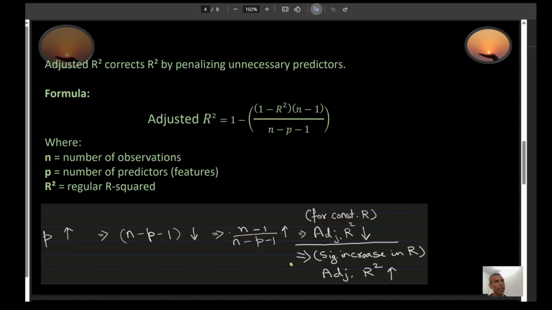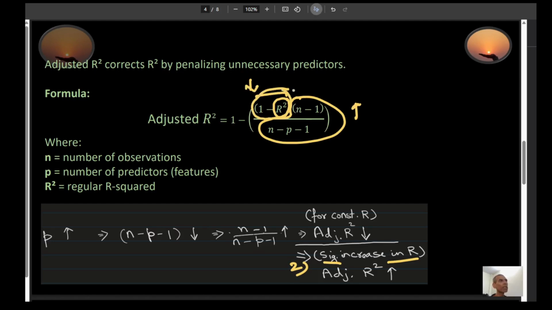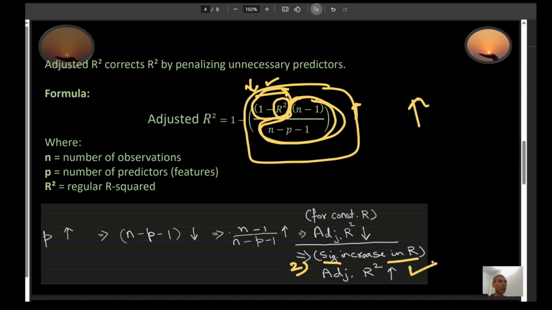On the other hand, in the second scenario, if there is a significant increase in your R square, then although this term went up, this other term went down significantly, and it dominates this term. In other words, the decrease in this term is more than the increase in this one. Because this term is dominating, this whole expression is going to go down. Now your expression went down, which means 1 minus this whole expression is going to go up. So your adjusted R square actually goes up.